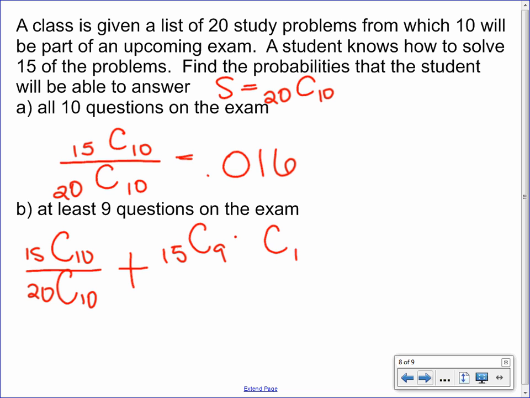5 choose 1. How many questions does he not know? He does not know 5, and 1 of those questions will be on the test. He knows 15. Out of those 15, 9 will be on there, but it's a 10-question test. So out of the 5 he doesn't know, 1 of those will be on there to make up those 10 questions. .5% chance of getting an A.